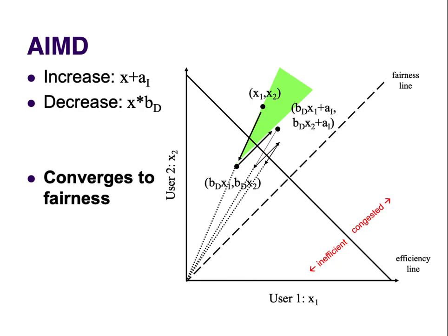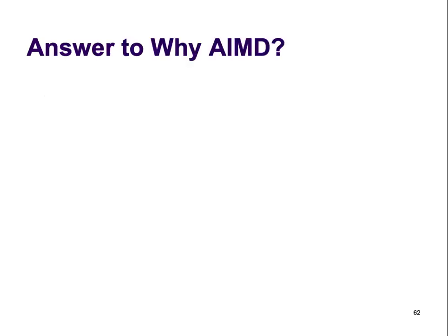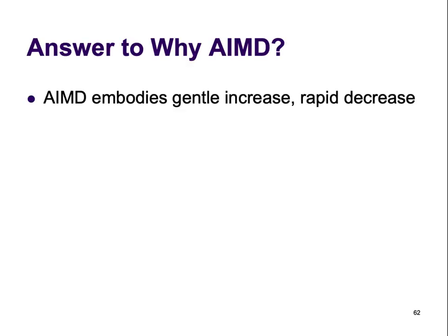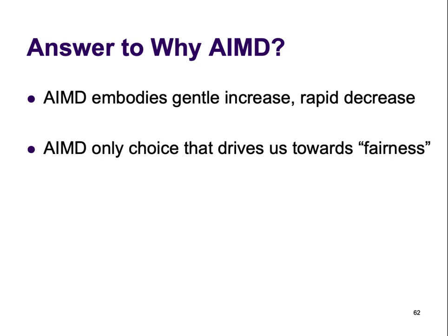Any questions on this? Okay, great. So the answer to why AIMD: it embodies this sort of gentle increase, rapid decrease philosophy, and it's the only choice that's going to drive us to get both fairness and efficiency.